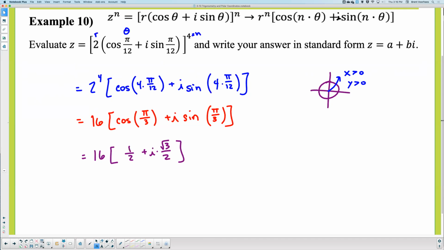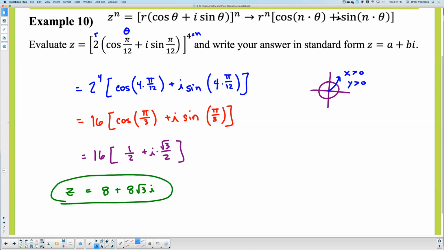Now, when I multiply by 16, I should have my final answer here. I should have that z equals 16 times 1/2 is 8 plus, and when I distribute 16 times I times square root of 3 over 2, it's going to be 8 square root of 3 i. And now I've written it in the form z equals a plus bi. That right there is rectangular form. That is the rectangular or standard form.